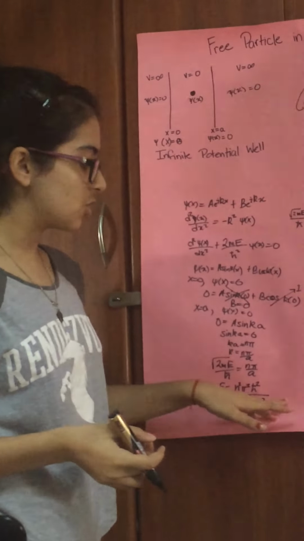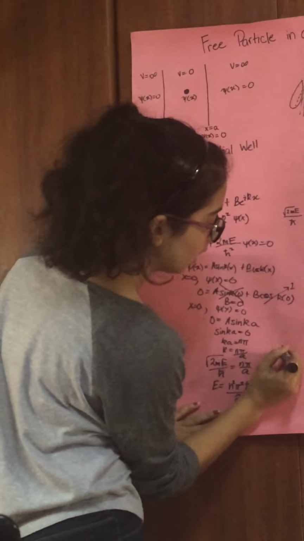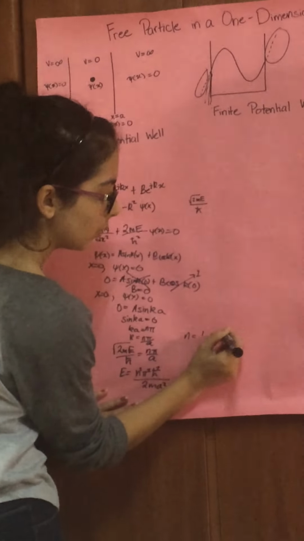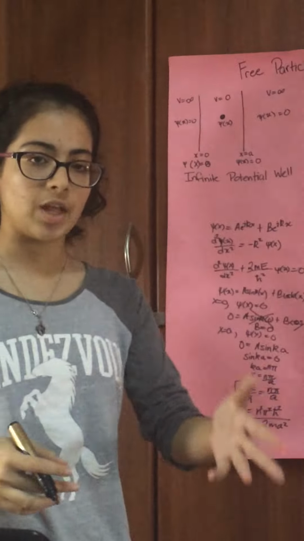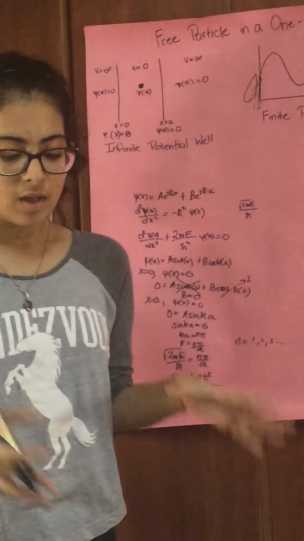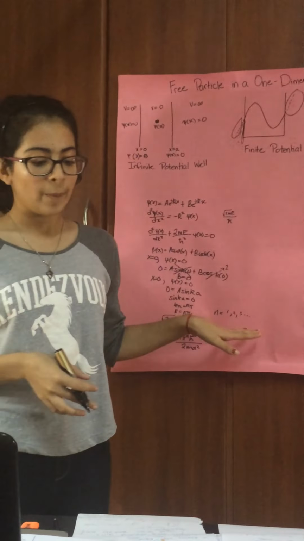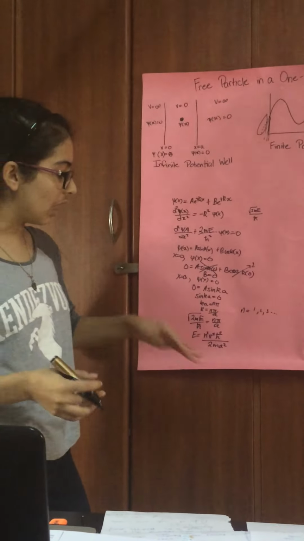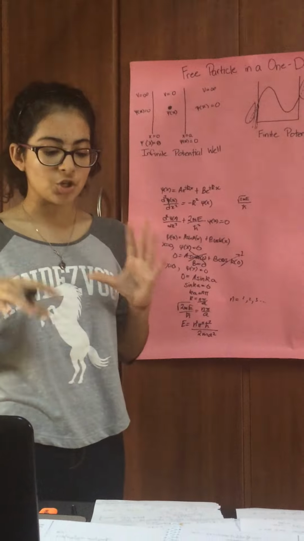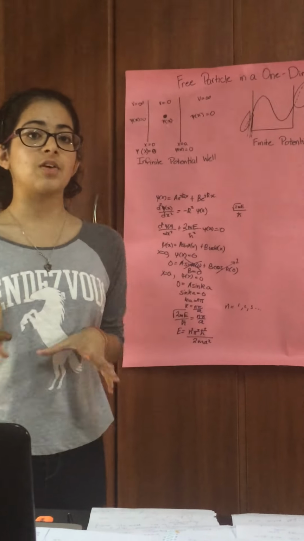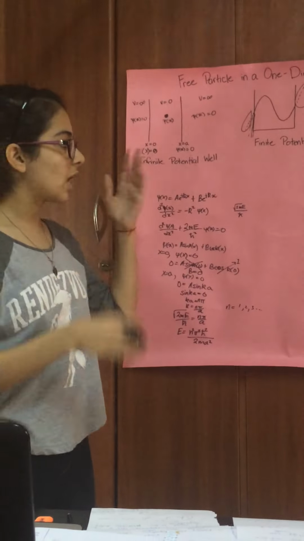And in here, n can equal 1, 2, 3, or any other values. After that, it just cannot equal 0, because that would mean that it violates the uncertainty principle. And now this equation has a very big importance, which is that it shows us that energy is quantized, because it basically shows us the entire spectrum of energy.